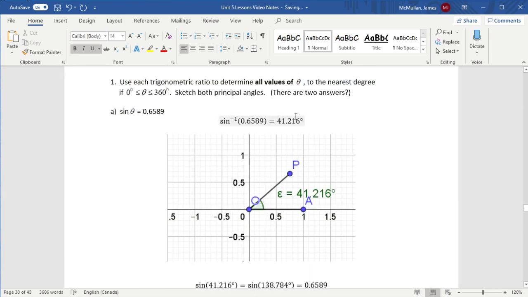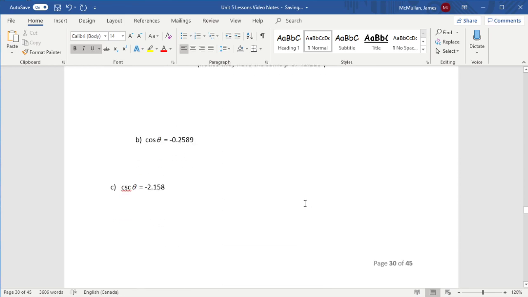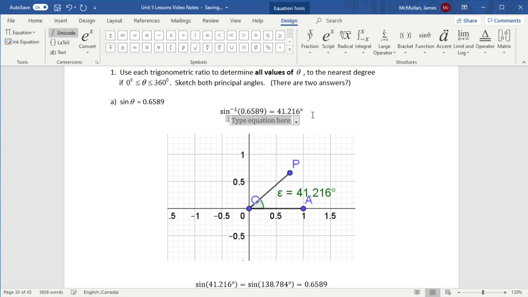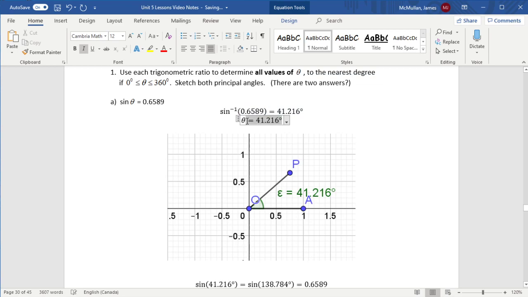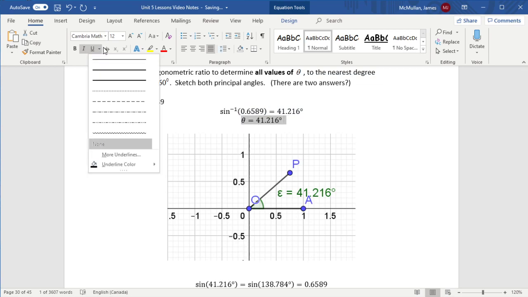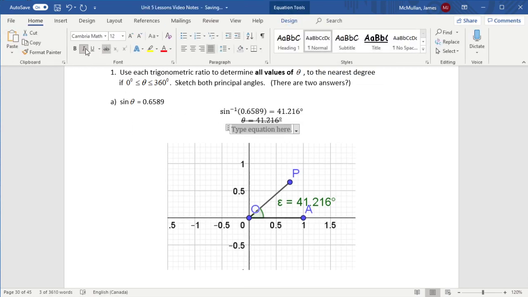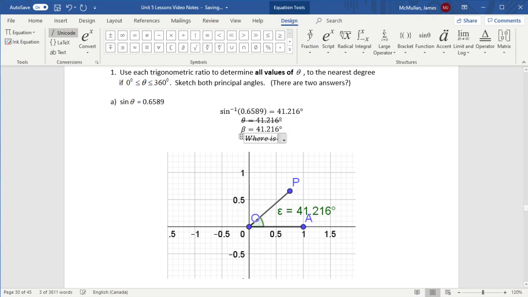When I inverse sine this question, a better way to think about the answer is, instead of jumping to the conclusion that theta equals 41.216 degrees, what I suggest you do is instead write that beta is 41.216.